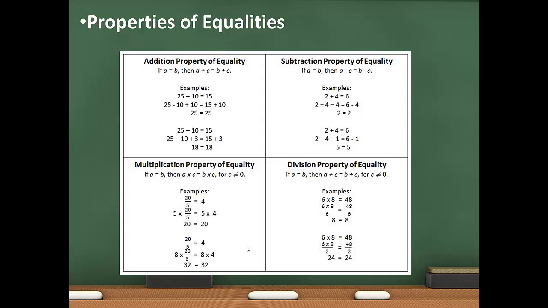Remember, we are using our properties of equality today to be able to solve the equations. You need to keep in mind the addition and subtraction properties of equality, as those are the two properties we will be using. Remember, with the addition property, you can add any number as long as you add it to both sides of the equation. Same thing with the subtraction property of equality. You can subtract anything as long as you subtract it from both sides.